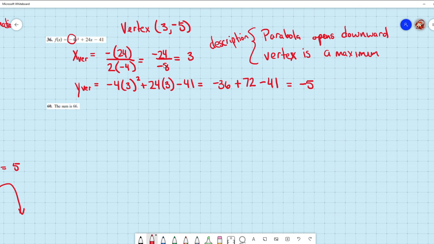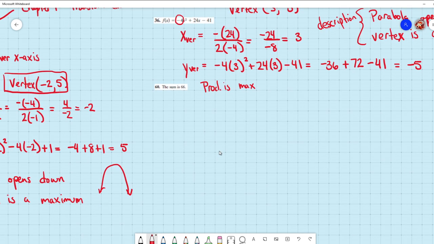All right, for our last question in 2.1, we were told the product is a maximum. We had to find 2 positive numbers whose product is a maximum and satisfies the given condition. So number 60, the sum is 66. So we want to show work here.